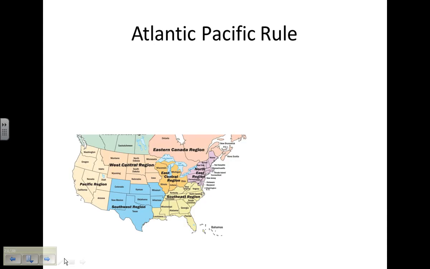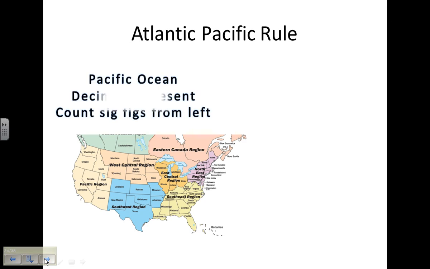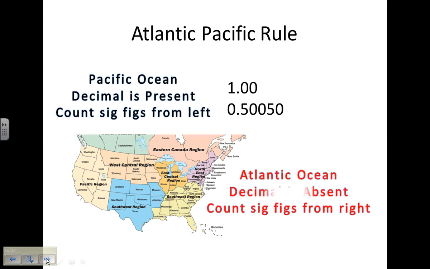Sometimes the Atlantic-Pacific rule helps you figure out how to count sig figs. Remember, the Pacific's on the left side of the continental U.S., and if the decimal is present, you count sig figs from the left. So we'd have 3 sig figs and 5 sig figs in those two numbers. If the decimal is absent, start from the right and count with the first non-zero digit. So 100 has 1 sig fig, and 50,050 has 4 sig figs, the way it's written.